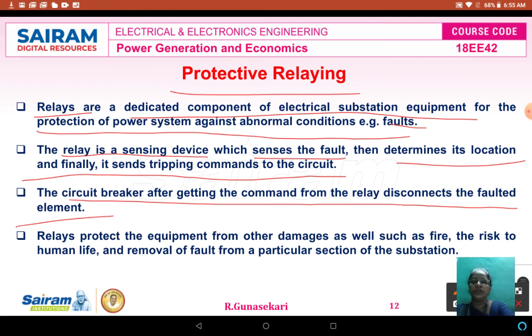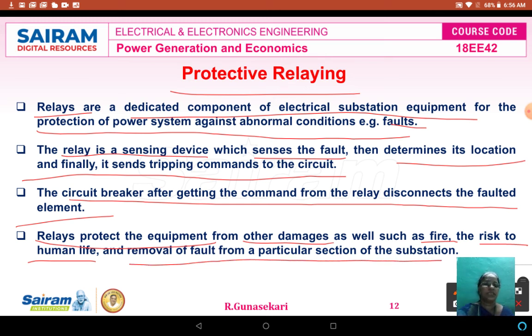The protective relays protect the substation equipment from other damages also, like fire, the risk to human life, and removal of fault from a particular section of the substation. These are the other relays which are used for the protection of equipment from other damages also.